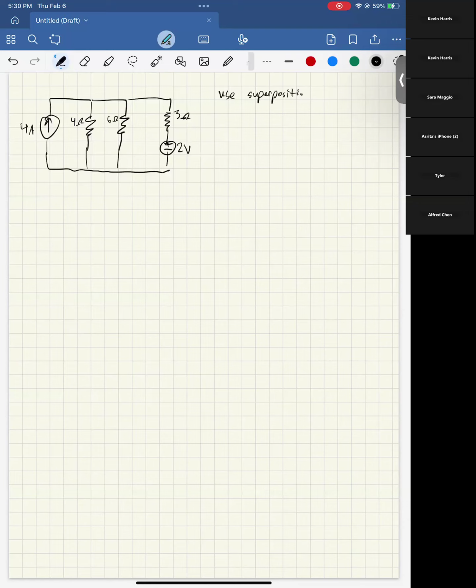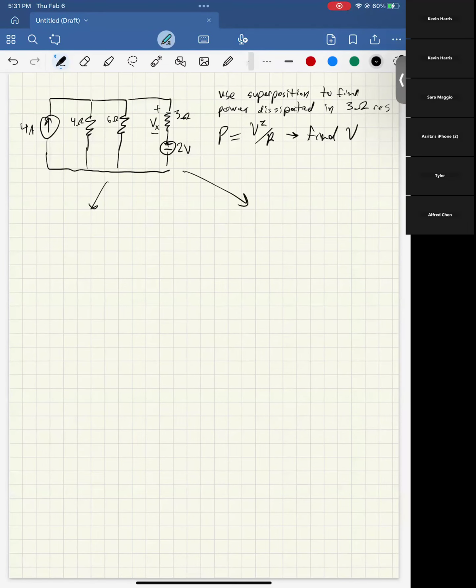So, use superposition to find power dissipated in the 3 ohm resistor. Again, as we saw in the last question, power equals V squared over R. So this means just find the V. I'll write that here. I'll say this is Vx. And we're going to do this in the exact same way. I'll start by neutralizing that current source.